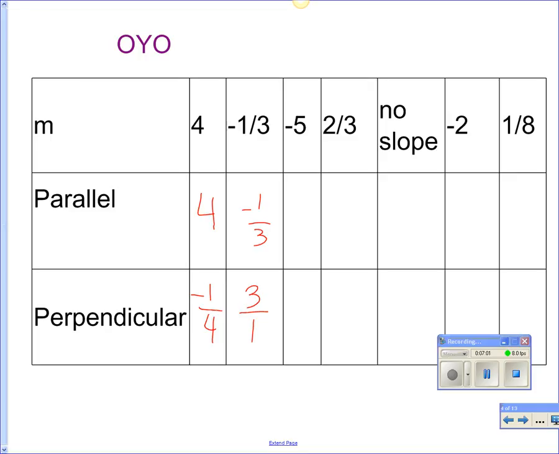Dylan, what about the -5 one? What you got? For the parallel one? Okay. And what about for the perpendicular? Very good. 1/5. Who got that one? Very good. All right. Haley, what about the 2/3? What'd you get for both boxes?